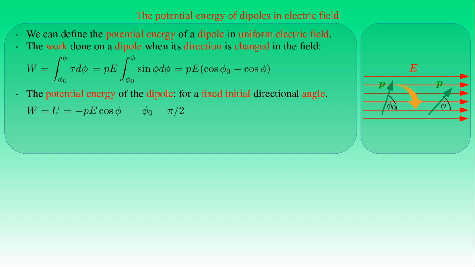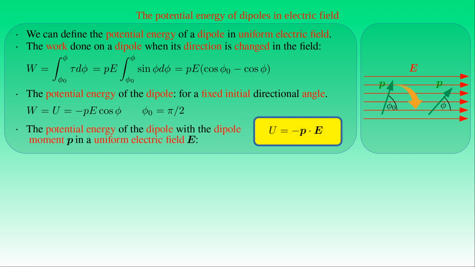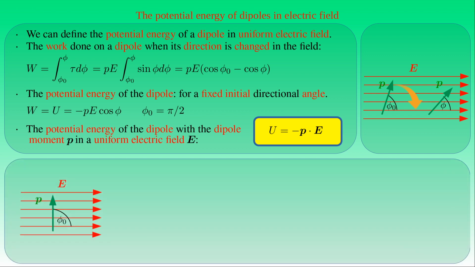Since phi is the angle between the vectors p and E, we conclude that the potential energy U of a dipole with the dipole moment p in a uniform electric field E is given by minus the scalar product of the dipole moment p and the electric field strength E. If the direction of the dipole is perpendicular to the field lines of the uniform electric field, that is, the direction angle of the dipole moment p is equal to pi over 2, then the scalar product vanishes and the potential energy of the dipole is equal to 0.